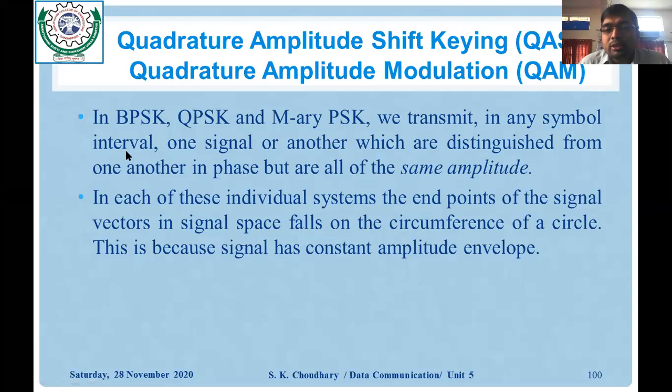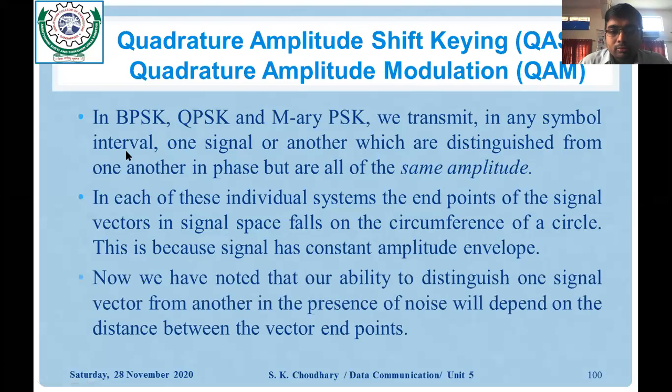In each of these individual systems, the endpoints of the signal vectors in the signal space diagram fall on the circumference of a circle, because the amplitude is constant. That is why they only fall on the circumference of a circle, which we also learned yesterday. Now we have noted that our ability to distinguish one signal vector from another in the presence of noise depends on the distance between the vector endpoints on the signal space diagram.